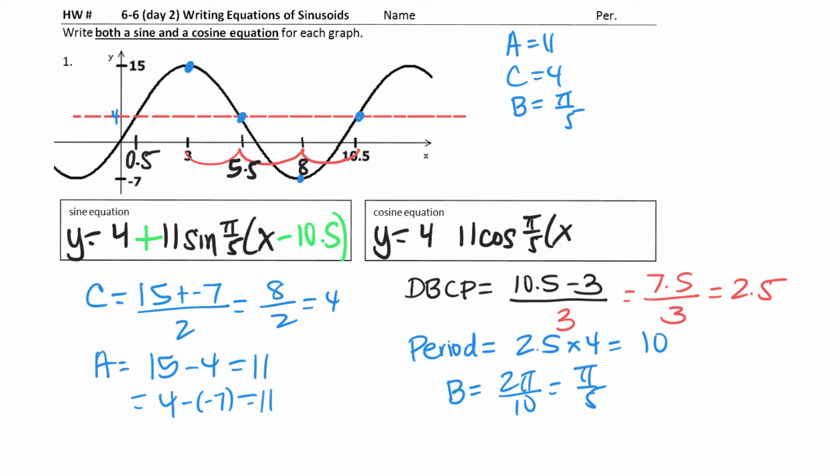Now for cosine. Cosine, you're looking for a maximum or a minimum. I have this maximum of 3 or this minimum of 8. I'm going to use the maximum of 3 because it was given, but you can use the minimum also. I'm going to write minus 3, and since it was a maximum, that's a positive cosine. If you would have used the 8, you would have written minus 8 here, but then it would be a negative cosine.